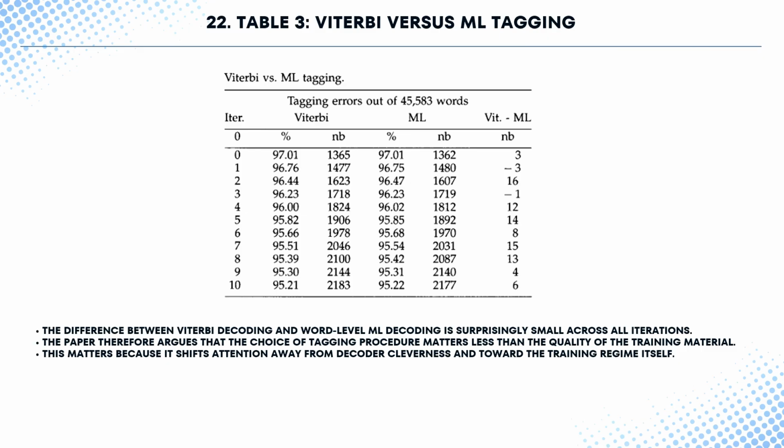Finally, we will compare decoding methods. The difference between Viterbi and ML tagging is very small. It means the choice of decoding algorithm is less important and training data quality matters more than the decoding model. With this, we conclude the experimental analysis. Now Sagar will explain further insights and conclusions.